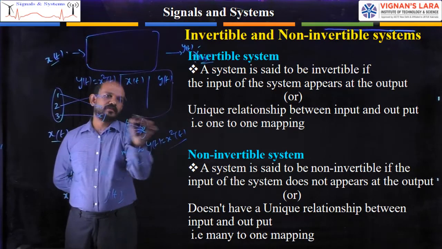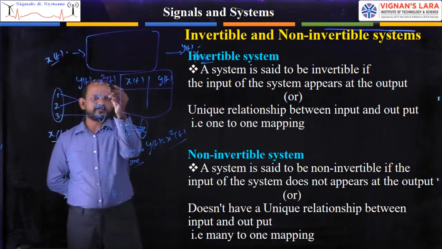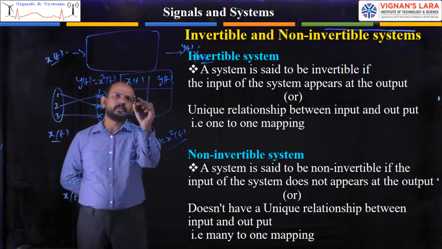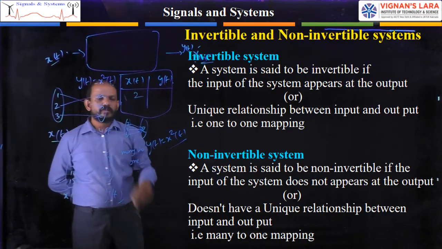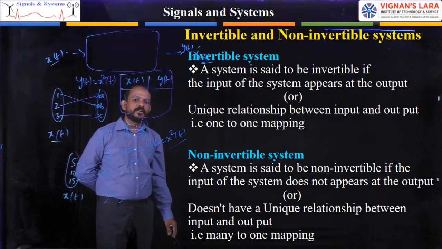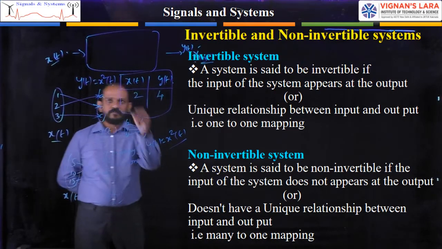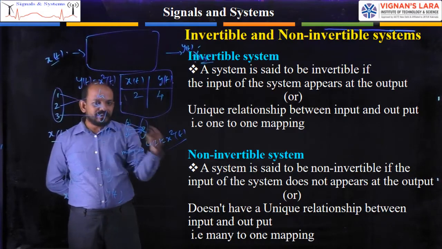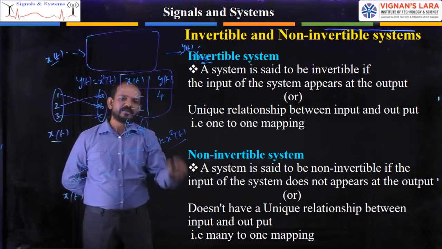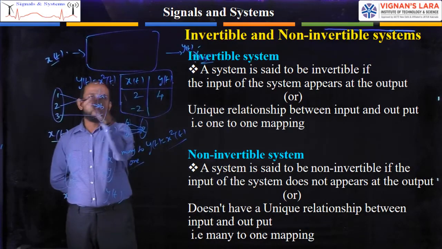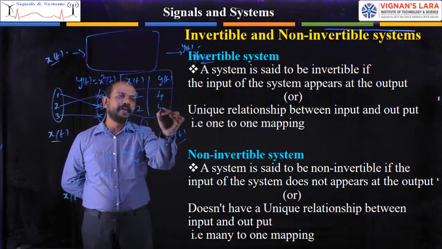For that, first I am considering the input, in place of x of t I am taking 2. So what is y of t? Taking x of t as 2, y of t is 2 square, and 2 square is 4. Now again I am taking another input, x of t as minus 2. Then what is the output? Minus 2 whole square, which is also 4.